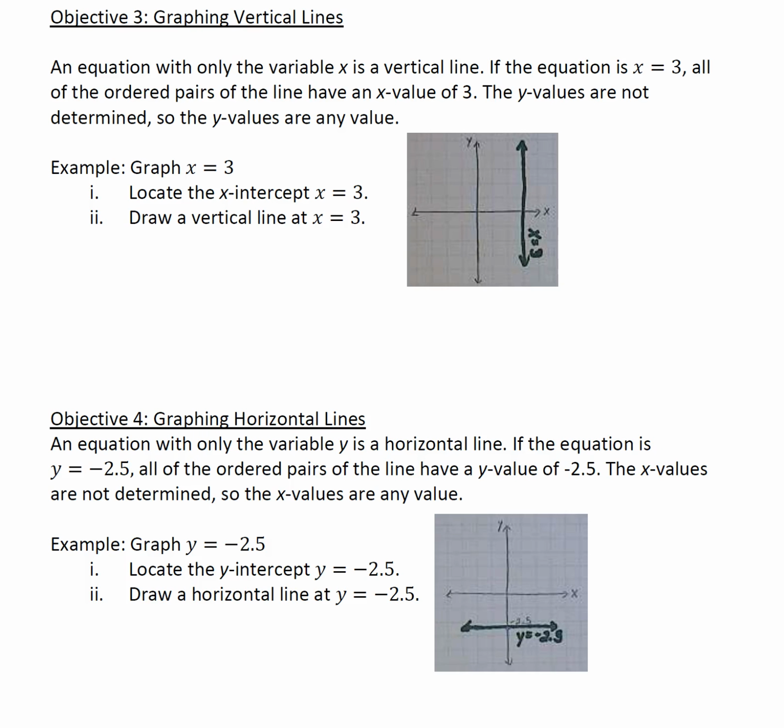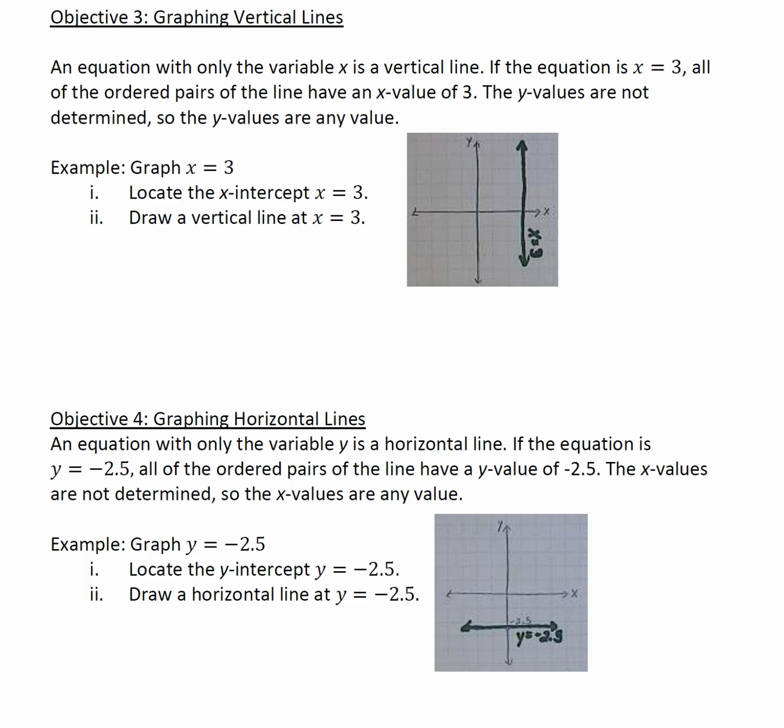In this video, we'll take a look at graphing vertical and horizontal lines. Let's start with vertical lines. An equation with only the variable x is a vertical line. If the equation is x equals 3, all of the ordered pairs of the line have an x value of 3. The y values of that ordered pair are not determined, so the y values are any value. Another reason for why the y values are any value is that the equation doesn't have a y in it, so the y values don't affect the fact that x must equal 3.